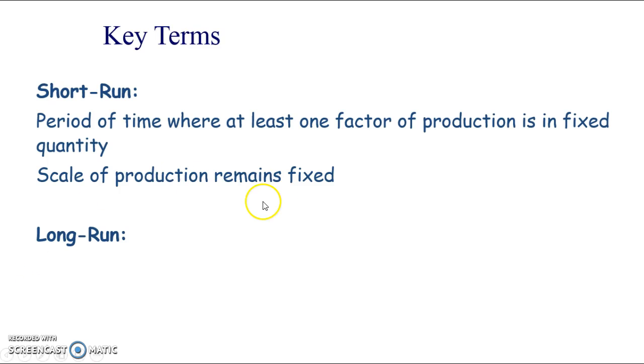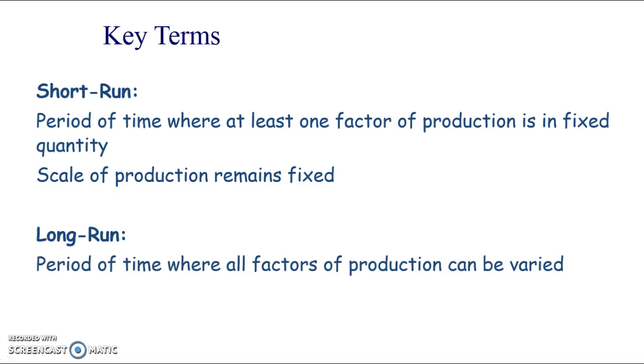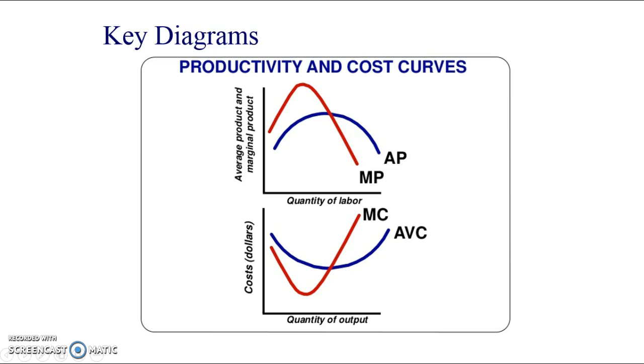And it's because one of those factors of production is in fixed quantity, whereas the long run is the period of time where all of these factors of production can be varied. So therefore, there is no maximum output that you can achieve. You can produce whatever output that you want to achieve.